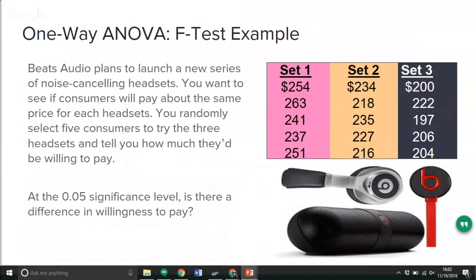So it could be between set 1 and 2, it could be between set 2 and 3, or it could be between set 1 and 3. If we had 4, it could also be between set 2 and 4, 3 and 4, and 1 and 4, right? We want to see if there's at least 2 population means that differ from each other significantly.